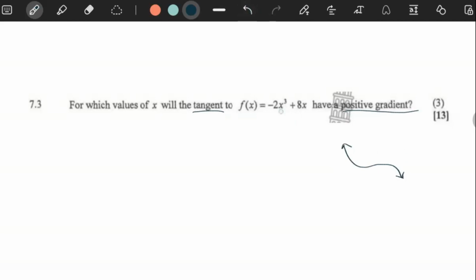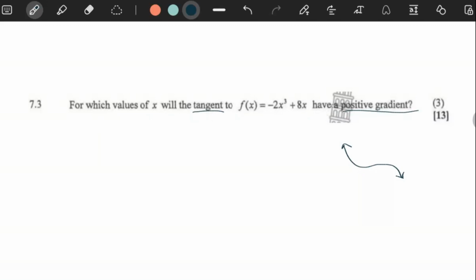Because as long as your values of x get higher and higher, it means that this number here is high, but it will always be multiplied by a negative. And then whatever that number is, we're just going to add this. Yeah, this is what we can expect of it. But anyways, it says, for which values of x will the tangent to this graph have a positive gradient?